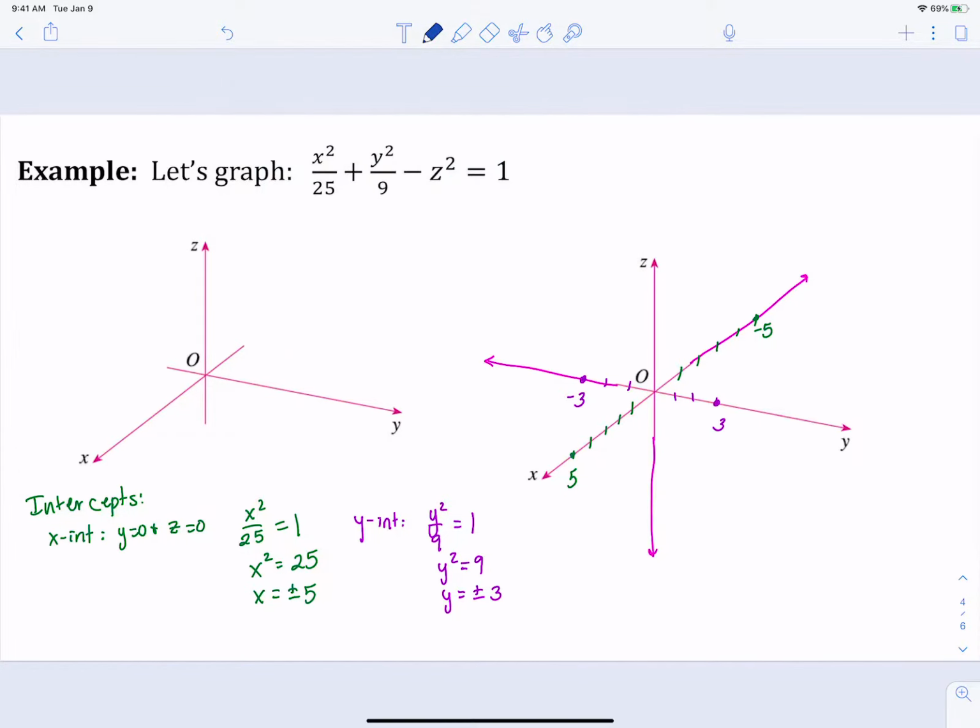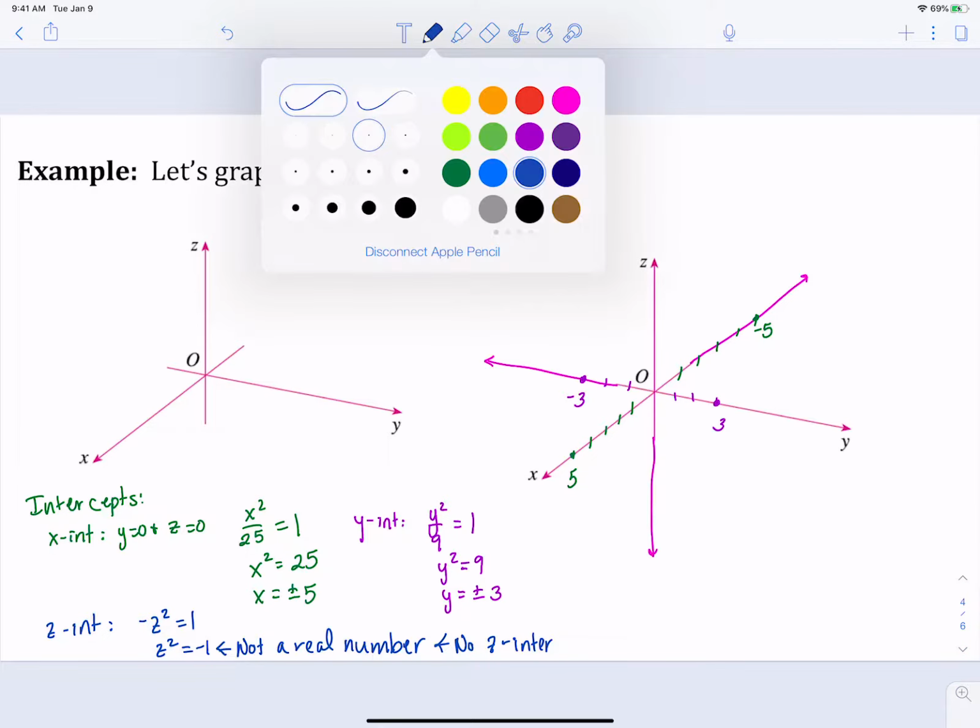Something slightly interesting happens when we look at our z-intercept. That's when x is 0 and y is 0, so we get negative z squared is equal to 1, or z squared is equal to negative 1, and that is not a real number. It's very possible you know that the solutions are plus or minus i, or plus or minus the square root of negative 1. That's not a real number, so it doesn't get graphed in our real number coordinate system. So this tells us that we have no z-intercept, and our graph is never going to cross that z-axis. It's going to stay away from that z-axis, and that's going to help us a little bit when we're looking at our traces.